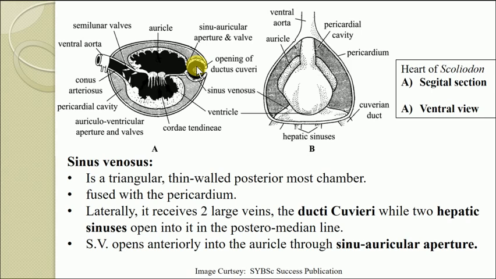You can pronounce it either way. These valves prevent a backflow of the blood back into the sinus venosus. This is the valve responsible for preventing that backflow. It means that once blood comes from the sinus venosus into the auricle, it never goes back into the sinus venosus, due to the presence of these two valves.